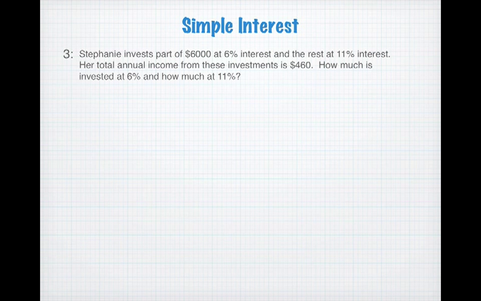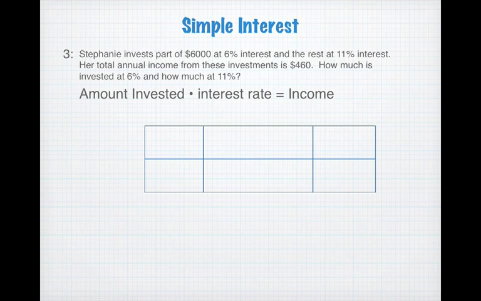Now we're going to switch gears a little bit for our last problem and calculate some simple interest. Stephanie invests part of $6,000 at 6% and the rest at an investment that yields 11% interest. Her total annual income for these investments was $460. What we need to find out is how much she invested at 6% and how much she invested at 11%. To do this, we need to understand that the amount invested times the interest rate is going to equal how much money she made, which is her income.